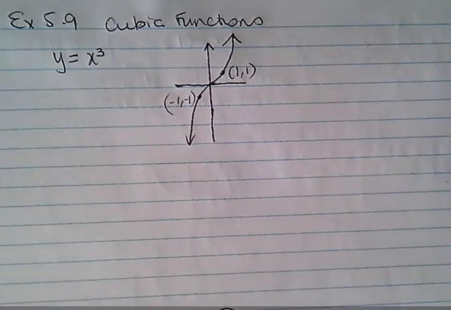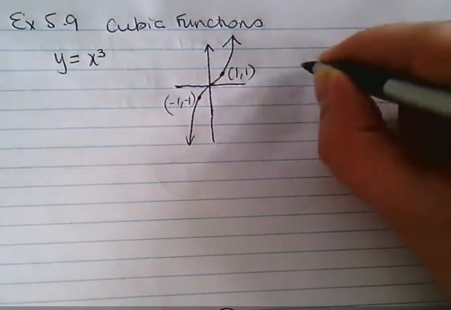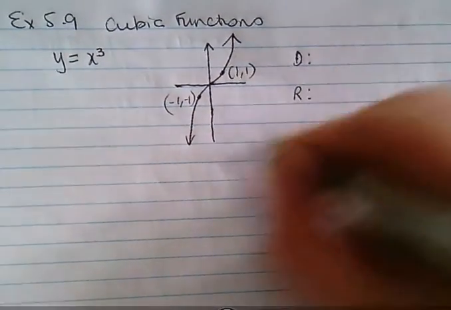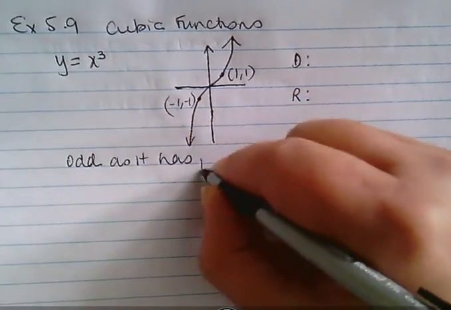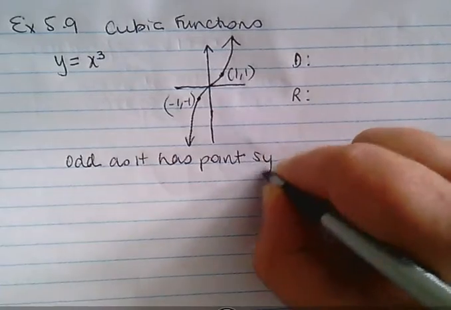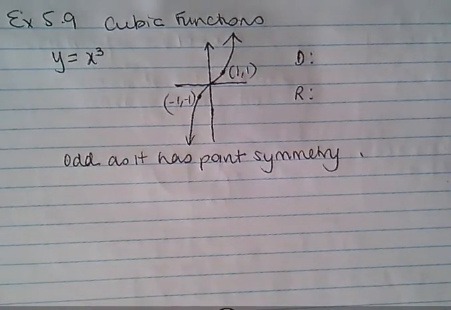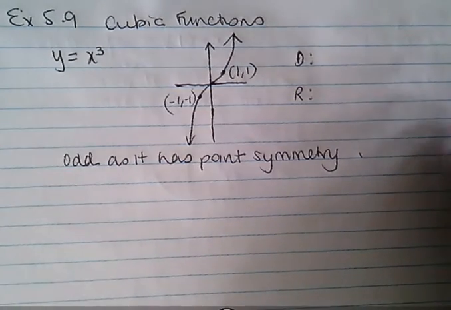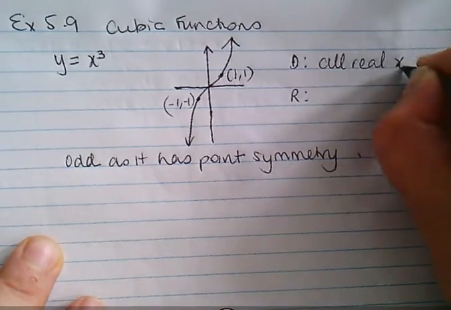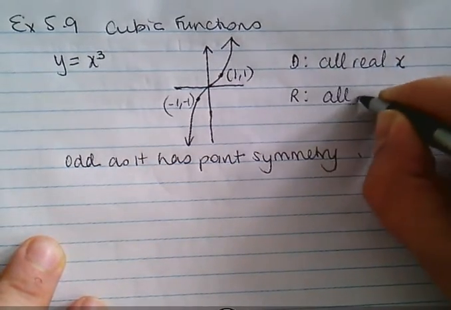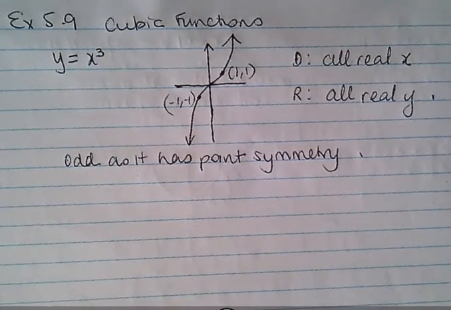All right, let's just do that while we're here. So what's your domain? What's your range? And we think it's odd as it has point symmetry, but we're going to prove it as well. Domain, any restrictions on x? There are no asymptotes. And any restrictions on y? No. Domain, all real x, range, all real y.